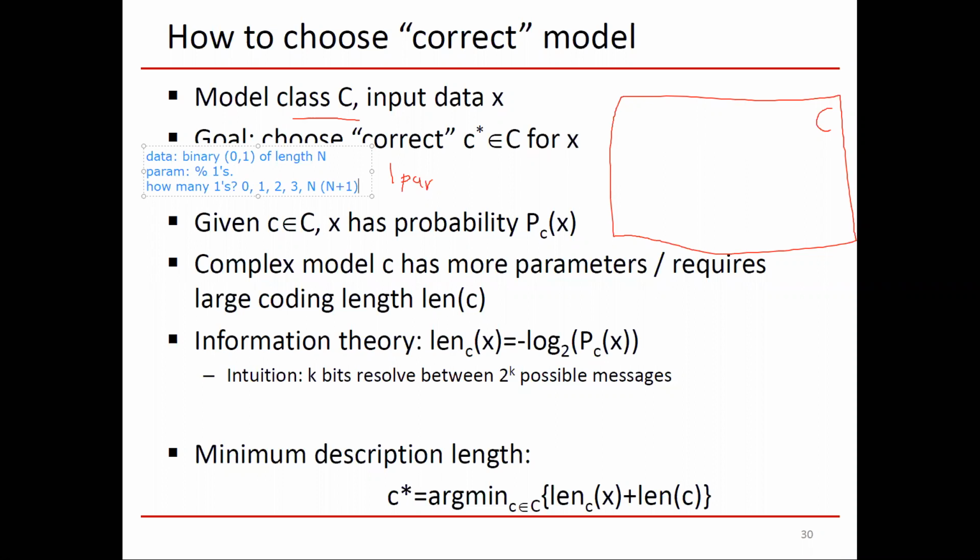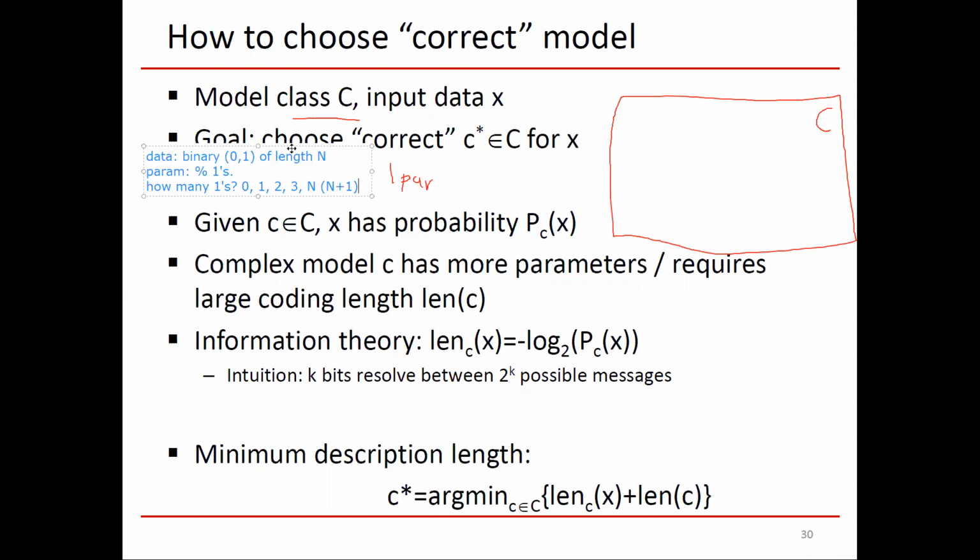And based on that, if you just count the number of ones divided by n, and then you specify that that's your estimated parameter, we have n plus 1 possible parameters. That's an example of a model class. So there's one parameter, and it takes on n plus 1 possible values.